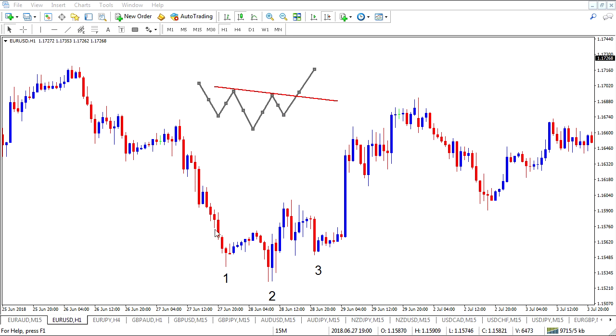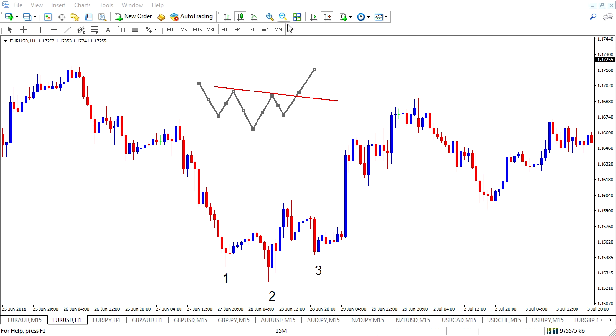So what we're seeing here is the left shoulder, market moves up, comes back down, makes a head, which is lower than the left shoulder. Market moves up, comes back down one last time to make the right shoulder. And in this case, the right shoulder will be higher than the head. So what we're looking for is just simply a change in the direction of the market.